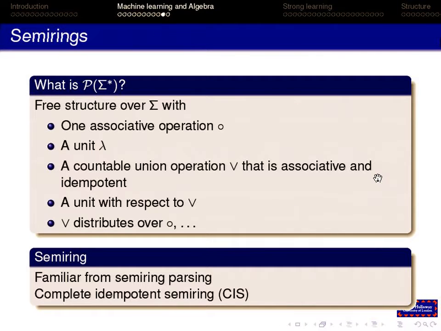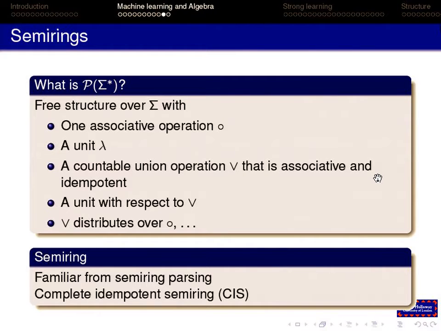It's a semiring, which many of you know from semiring parsing. It's a little bit different because it's complete, which means you can take countable unions because you want to be able to consider infinite sets. And it's idempotent because x union with x is itself.